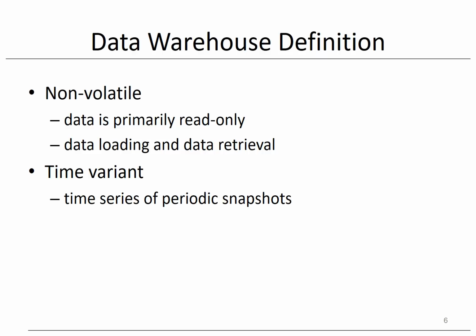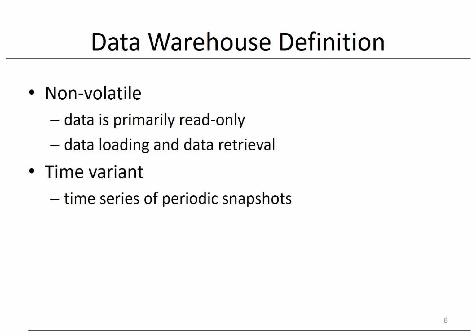Non-volatile implies that the data is primarily read-only and will thus not be frequently updated or deleted over time. Hence, the two most important types of data manipulation operations for a data warehouse are data loading and data retrieval.